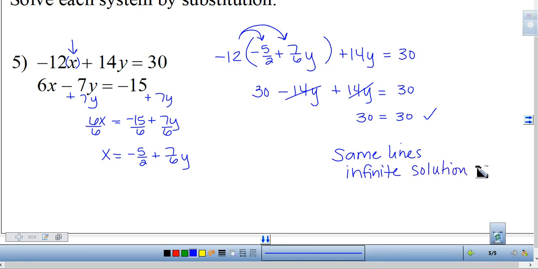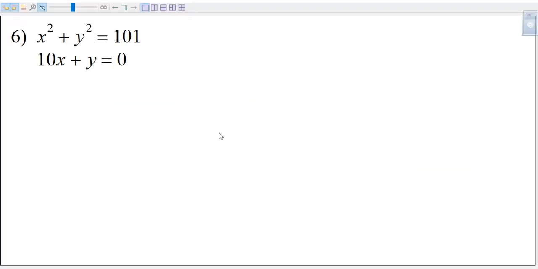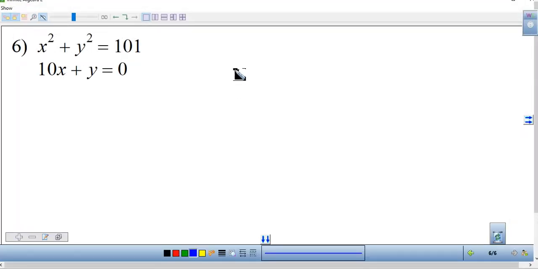Number 6. Hopefully when you look at this, you notice that there is something different about these equations. The second equation is still linear, but you might notice that both of these variables are squared. This first equation is the equation for a circle. Now there's a couple options here.